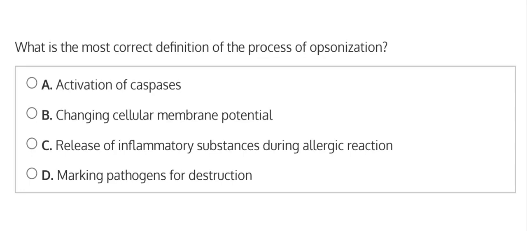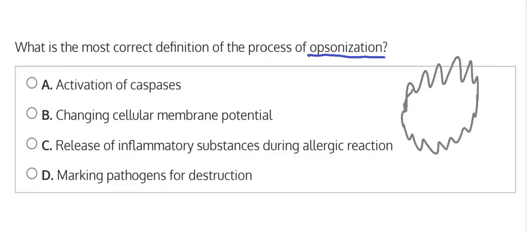What is the most correct definition of the process of opsonization? So a simple description of this would be, imagine that you have, let's say, some sort of foreign invader in the body. Let's say that this is here, it's coming to attack, to cause illness or destruction in the body. It shouldn't be there, it needs to be destroyed.